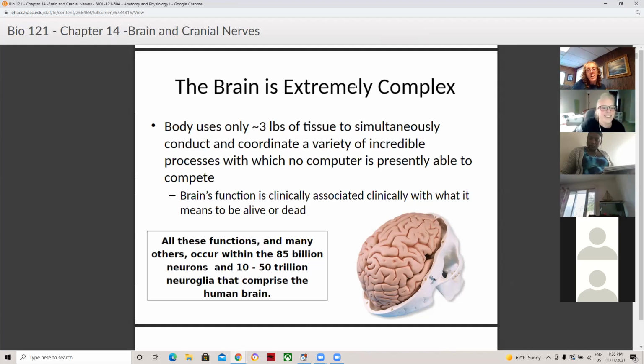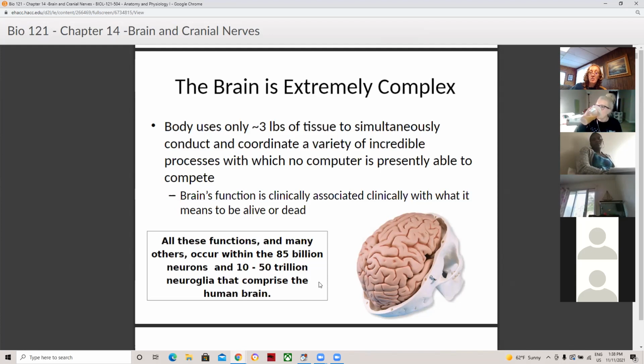Okay, so moving on to the brain and the cranial nerves. The brain is extremely complex. It weighs about 3 pounds, and it simultaneously conducts and coordinates a variety of processes with which no computer has ever been able to compete. This is a typo here, obviously, but the brain's function is clinically associated with what it means to be dead or alive. All these functions and many others occur within 85 billion neurons and 10 to 50 trillion neuroglia.